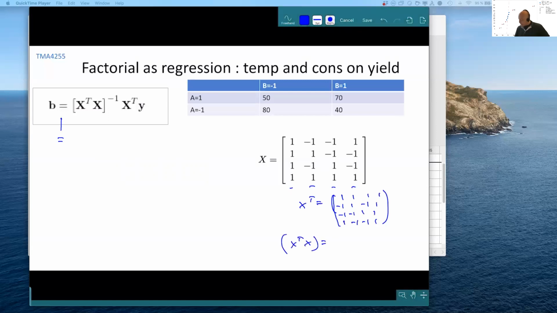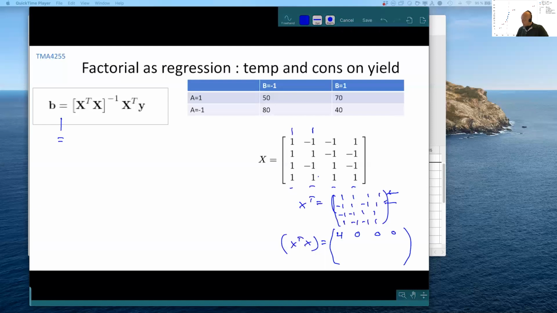we first take the first row here and multiply with the first column, then we get 4. If we start multiplying this first column with the second column, we will see that we get minus 1, 1, minus 1, 1. So that means 0 when we sum these. And it's the same for others. So this becomes a diagonal matrix.